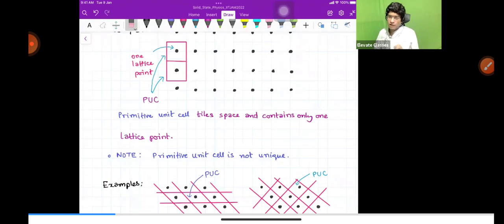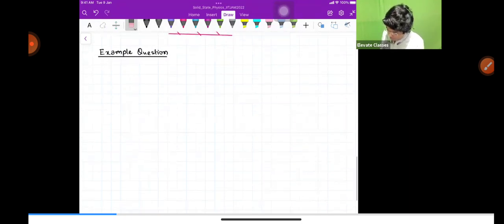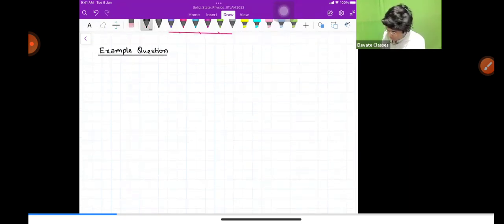Okay, it is not required, it does not require you to have a unit cell, be it primitive or conventional, to have the lattice point at the corners. Okay, it's never required. That is what I am going to show you. I'm showing an example question now, in which you will find out what you are saying and what I am saying. Okay.